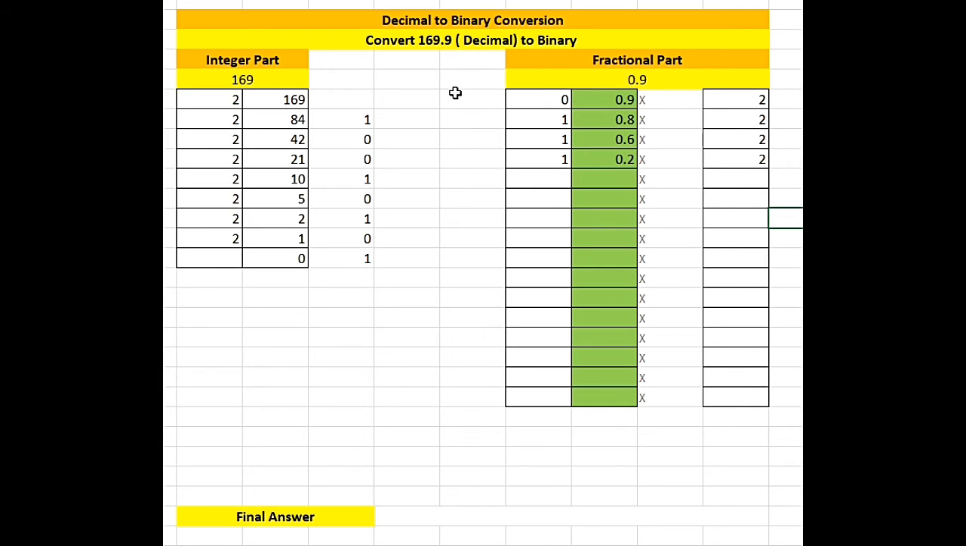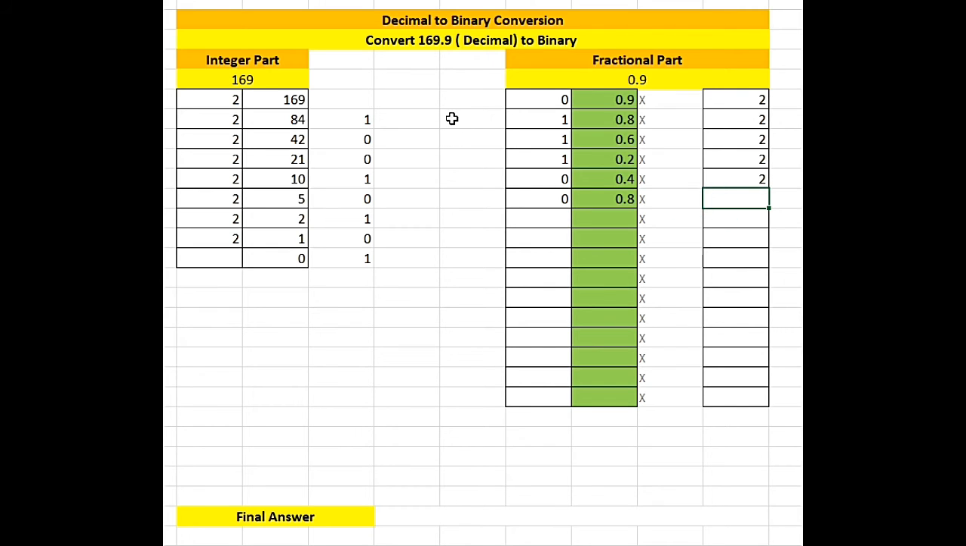So it will give us a value of how much? 0.2 multiplied with 2 gives us a value of 0.4. 0.4 means 0 goes here and 0.4 goes here. This 0.4 should again be multiplied with 2, right? If we multiply 0.4 with 2, we will be getting how much? 0.8, means 0 goes here and 0.8 goes here.